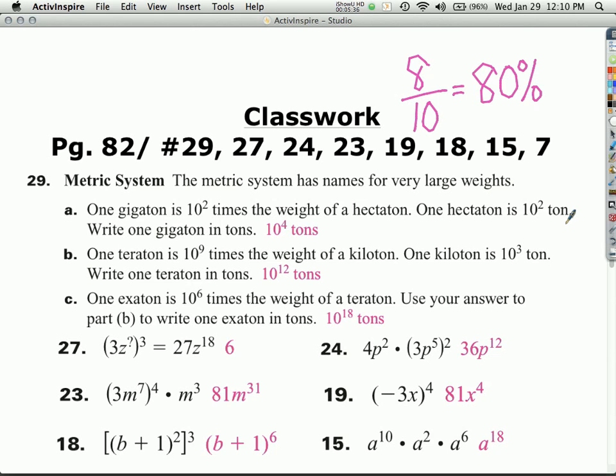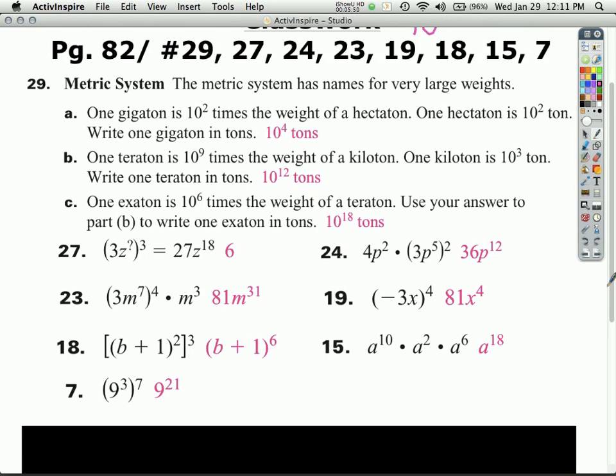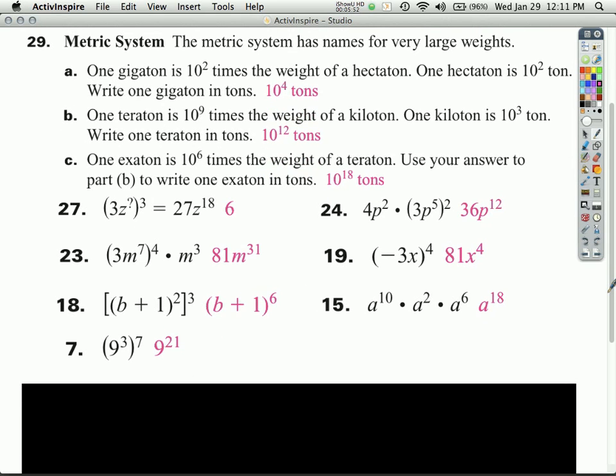Give me a thumbs up if you got 80% or higher. Good, put your thumbs down. No questions at all on anything? All the questions you got wrong, you already know where you went wrong? Alicia? 24, Kamoy?